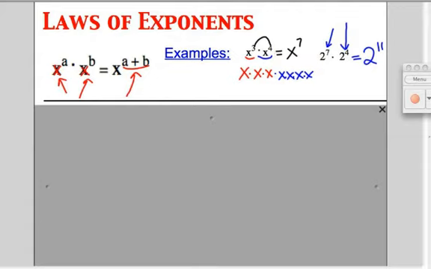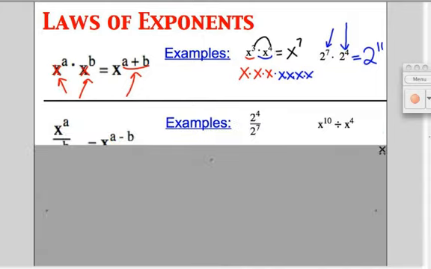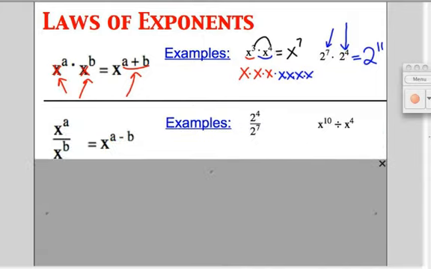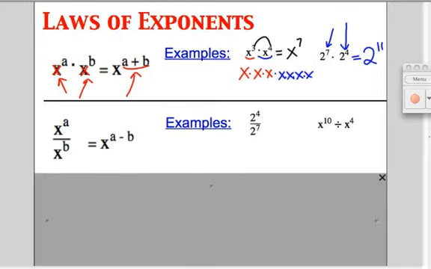So let's take a look at the next law. That's the law of dividing exponents. Now we have what happens when we're dividing. Remember, this fraction bar really means dividing. We're dividing two exponents. Well, now the rule is to subtract.